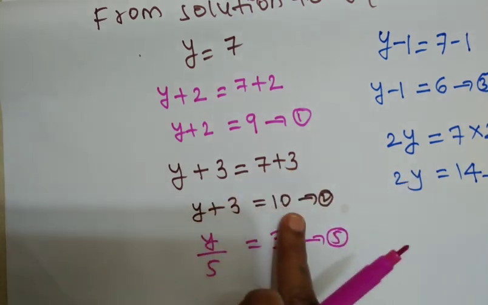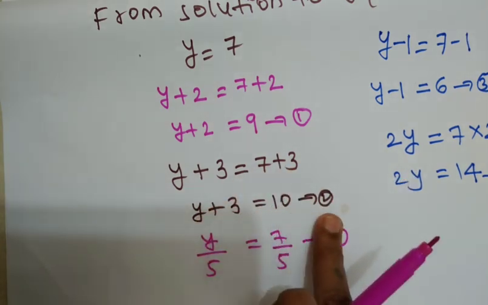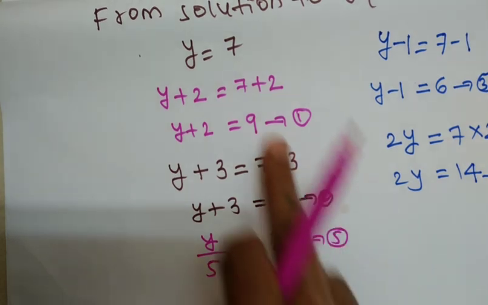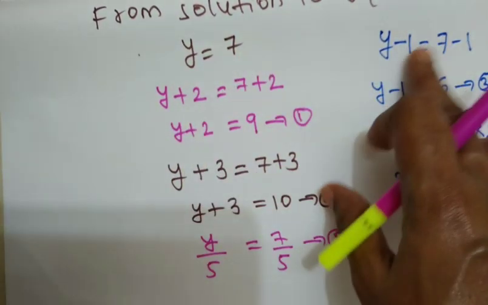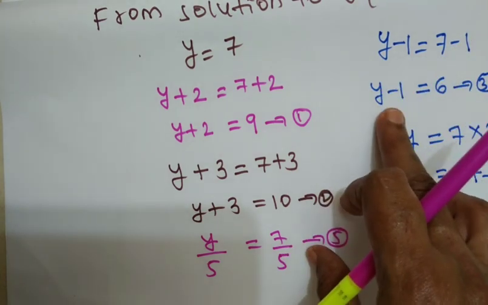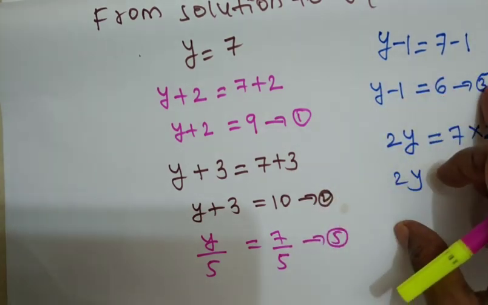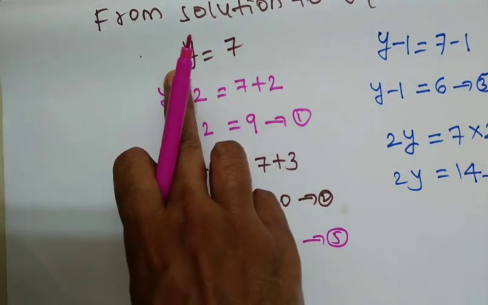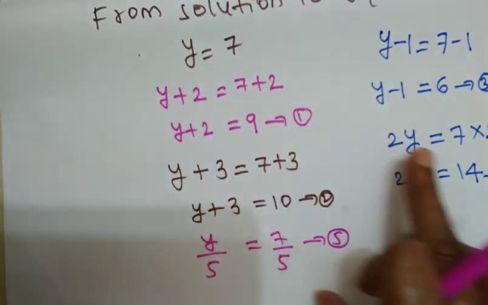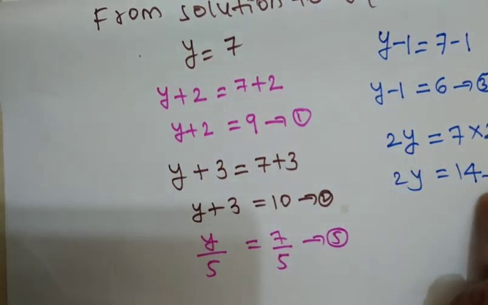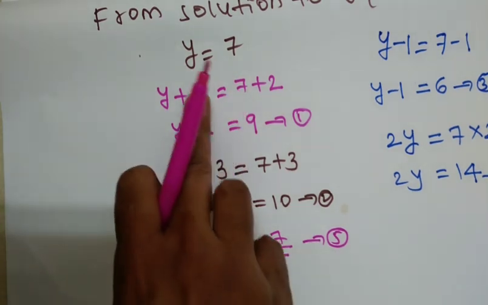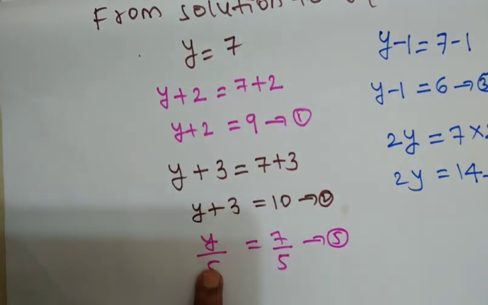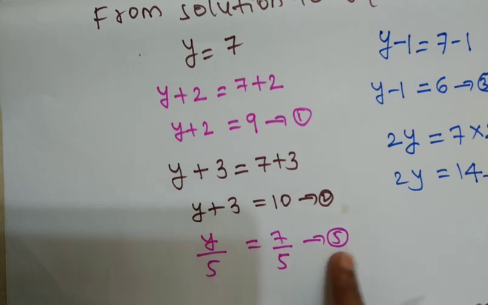So y plus 3 is equal to 10. Now we got the second equation, isn't it? Similarly, we subtract 1 from both sides, so y minus 1 is equal to 6. That is the third equation. Now I multiplied both sides by 2, so 2y is equal to 14. Now I got a fourth equation. Similarly, I will divide by 5; you can divide by any other number. Dividing both sides by 5, y by 5 is equal to 7 by 5. We got one more equation, so the fifth equation.